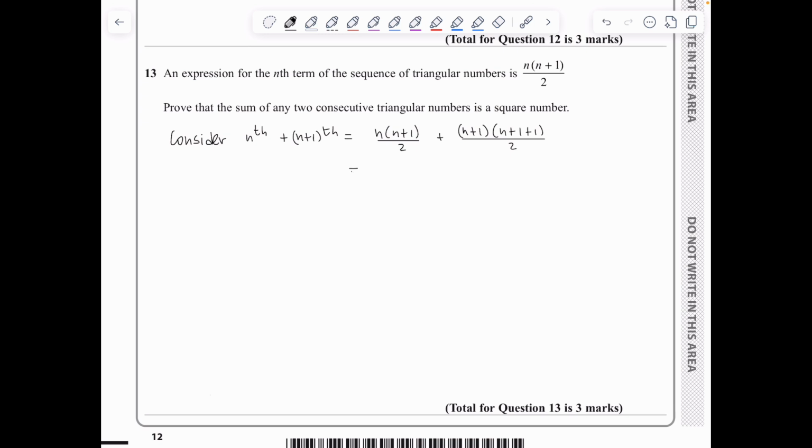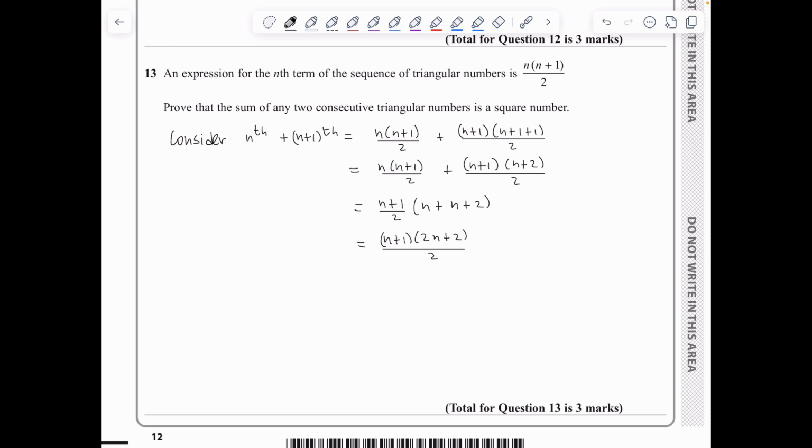So we're looking at n times (n plus 1)/2 plus (n plus 1) times (n plus 2)/2. Well, we notice that (n plus 1)/2 is a common factor, so I'll take that out, (n plus 1)/2, and within the bracket I've got n plus 2, which takes me to (n plus 1) times (2n plus 2), and all of it divided by 2.